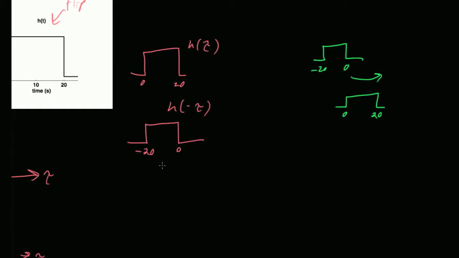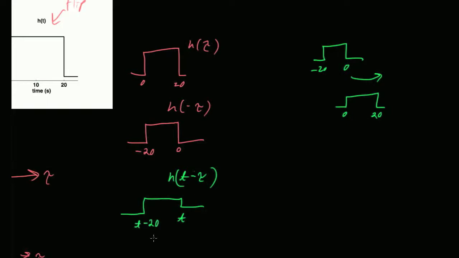Now I need to shift it by t units. So remember, when we did t minus tau, did that shift it to the left or right? To the right. Let's shift it to the right by how many units? T. So if I make this t minus tau, I've got to shift this to the right by t units. So all I do is I add t to that. That shifts it to the right by t units.